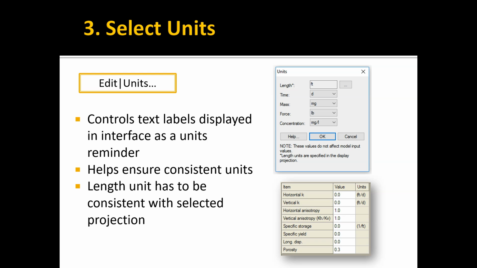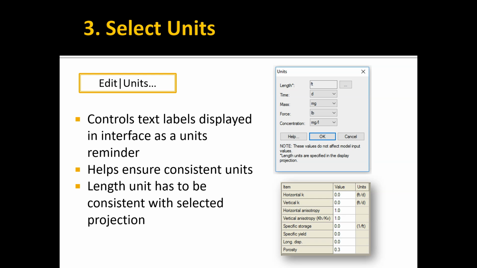And so when you click on the dot, dot, dot next to the length unit, it will have you select a vertical and a horizontal unit. And again, that's generally tied to the projection that you have. But that's something that you need to set up early on.